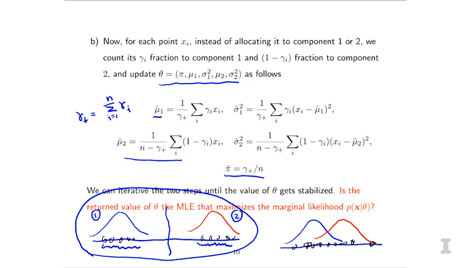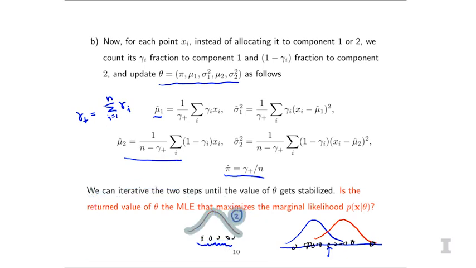But of course, in a different scenario, if our two normals are quite close to each other, then this kind of fractional updating makes a lot of sense, because for an observation here, it's hard to allocate it to just one component, because the chance of being from either component could be very close.